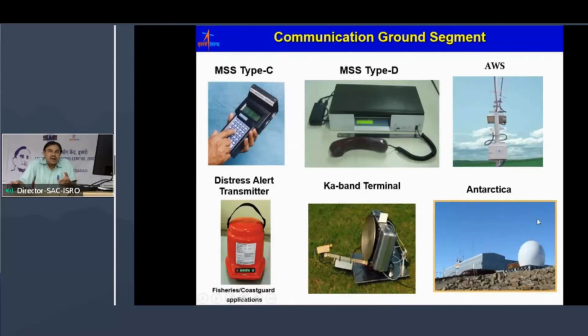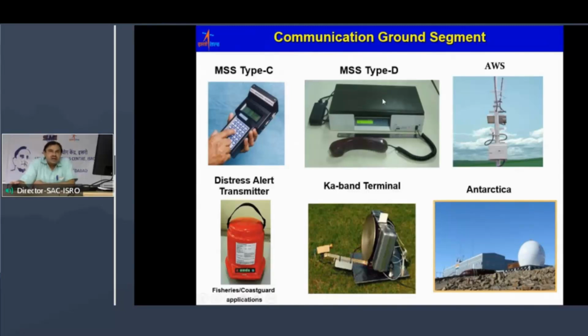You can go to Antarctica and within 2-3 months you can build an Earth station, which will start working and communicating with satellites. So I can collect data from Antarctica and send it to India or USA or any place. So that is the beauty of this satellite communication.